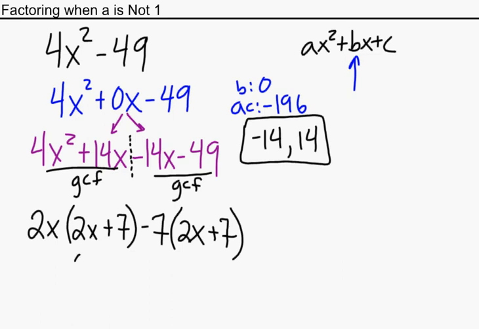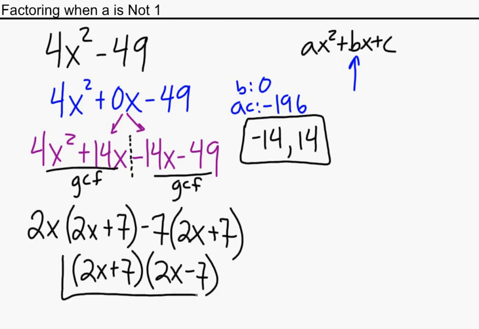So I pull the 2x plus 7 out front, and I'm left with 2x minus 7 as my second binomial. And if you notice, these are conjugates, so it makes sense that the middle term is going to cancel out when I FOIL out, which would give me 4x squared minus 49. So A is not 1 is a more complicated process, a little tougher, but if you can get down GCF and just use that repeatedly, you're going to find that it's not that difficult.